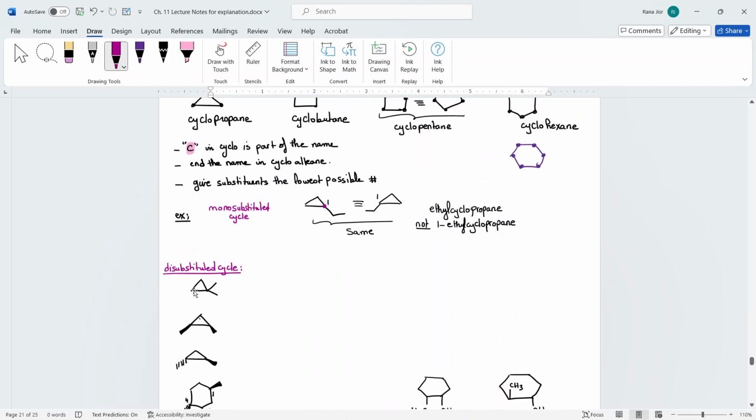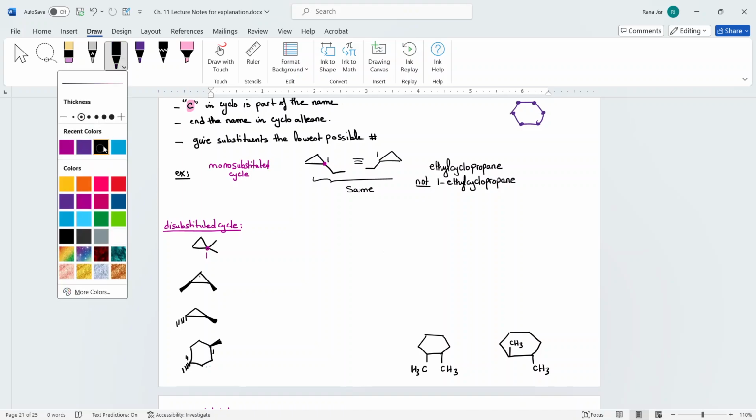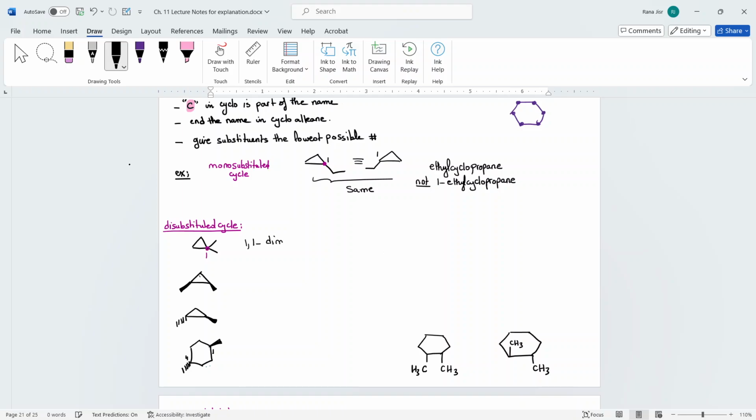Now, for cycles that have 2 substituents, if the 2 substituents are on the same carbon, there is no cis and trans. But if they are on different carbons, then there definitely is cis and trans, and it is included in the name. So when I want to name this, this is going to be carbon number 1. Always give the substituents the lowest number possible. So the name here is 1,1-dimethylcyclopropane.